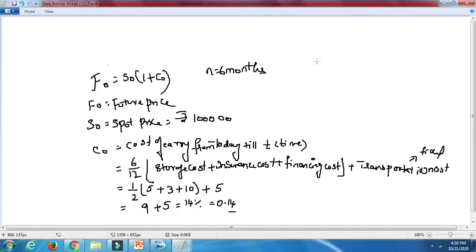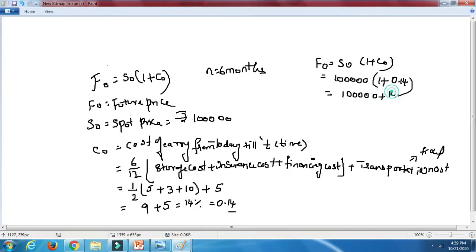So over here now, FO is nothing but SO into 1 plus CO. So we got CO as 0.14. So 1 lakh into 1 plus 0.14, what we got. So over here it will be 1 lakh plus 14,000 if you do multiply with it. So 1 lakh 14,000 is the future price in rupees.